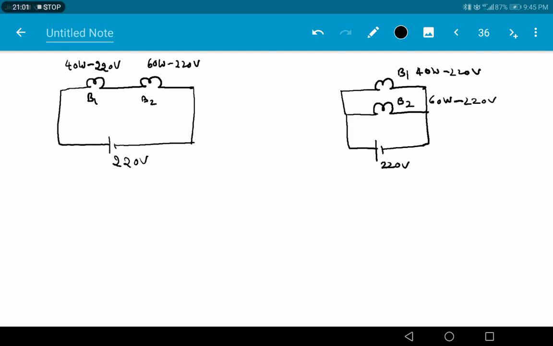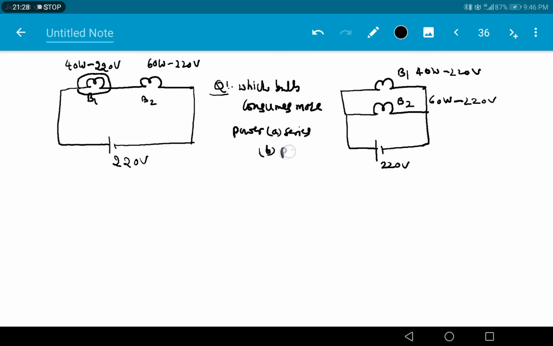So which bulb consumes more power in series? Which bulb consumes more power in parallel? The question is, which bulb consumes more power: number 1 in series, number 2 in parallel?